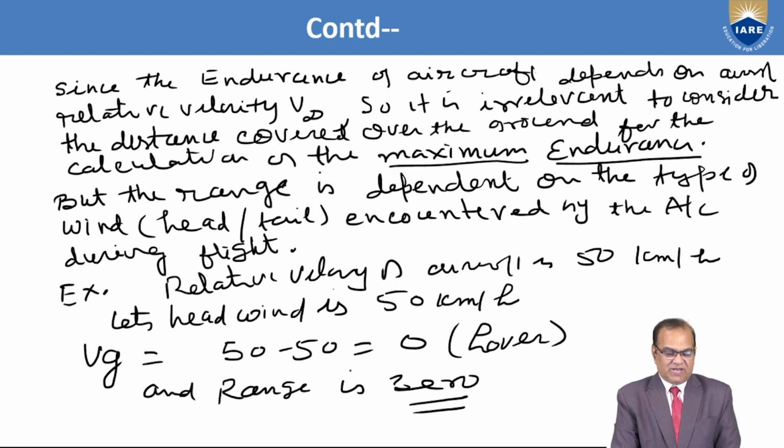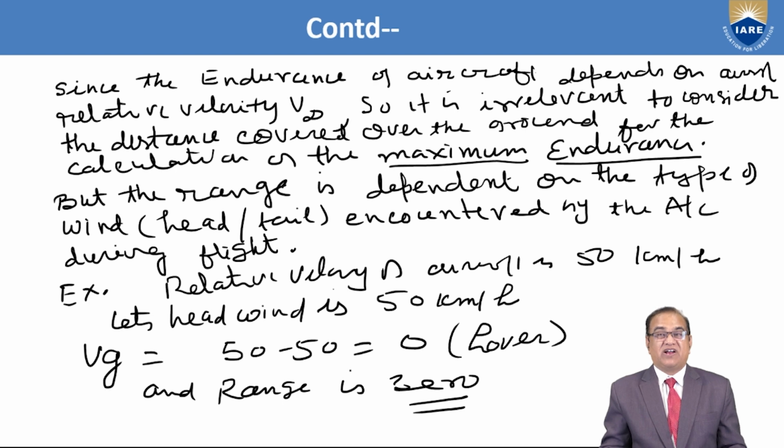For example, we can see that the relative velocity of the aircraft is 50 kilometers per hour, and the headwind is 50 kilometers per hour. So now your ground velocity will be 0, because 50 minus 50 is equal to 0. It means it is not traveling any distance. So the range will be 0. So for the range, your headwind is not good, but tailwind is good. If in place of this 50 headwind, you make it 50 tailwind, your ground speed will be 50 plus 50 is equal to 100.